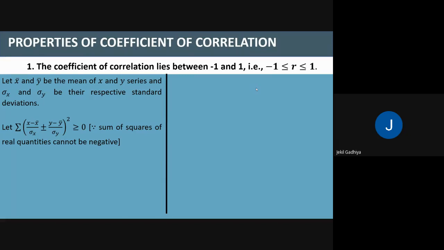Now we apply the expansion. So summation of x minus x bar whole square over sigma x whole square, giving the summation separately, plus summation of y minus y bar whole square over sigma y square, plus or minus 2 summation x minus x bar, y minus y bar over sigma x sigma y, greater than or equal to 0. Now the first one is the form of, look, if you recall the formula of standard deviation.